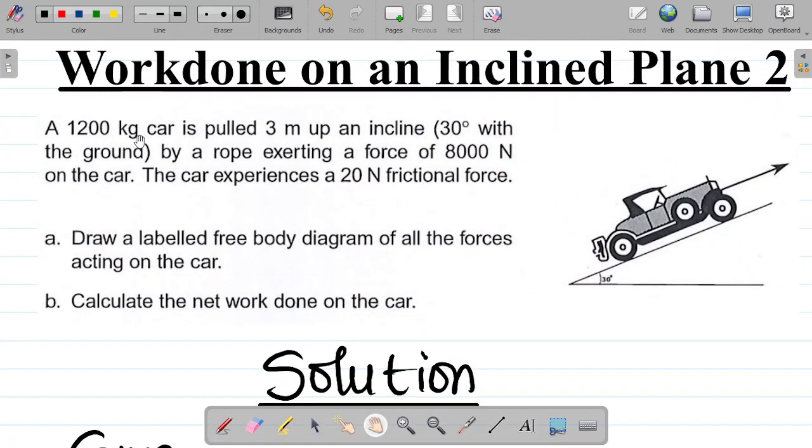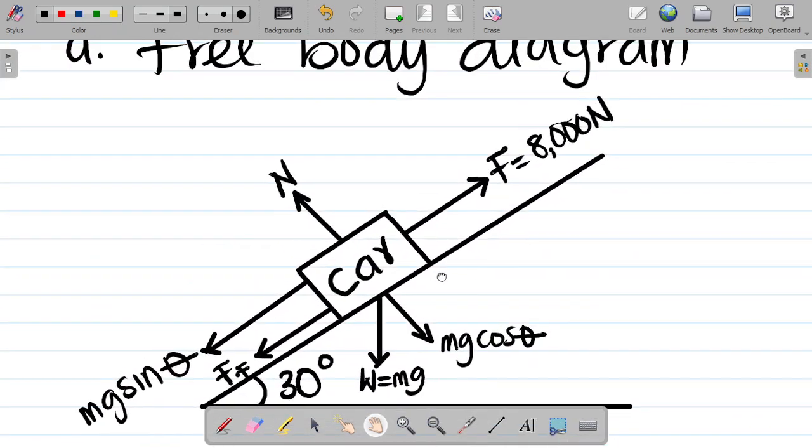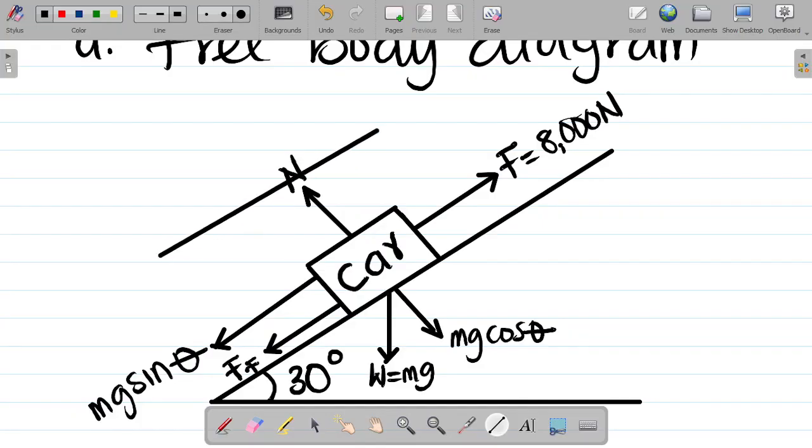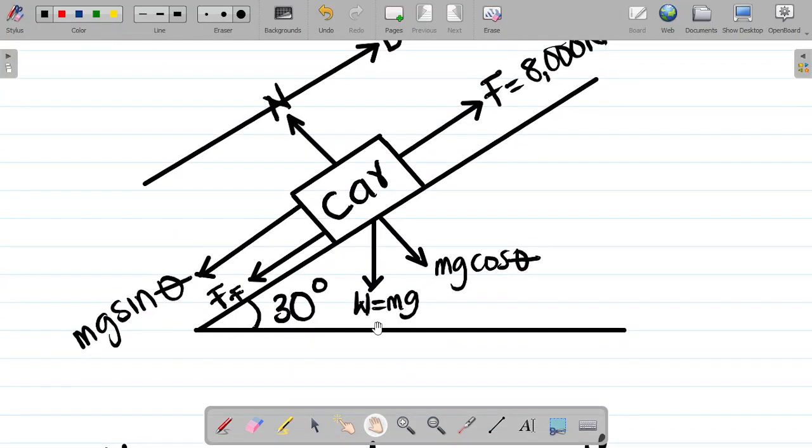A 1,200 kg car is pulled up 3 meters up an inclined plane. So the body is actually going in this direction, from here going this way. Let me call this D. D is simply the direction of the body. It's going upwards. To get the net force, whatever force is going in that same direction is taken as positive, while any force going in the opposite direction is taken as negative. Here I have majorly 3 forces moving in this plane: F, mg sine theta, and FF, the frictional force.